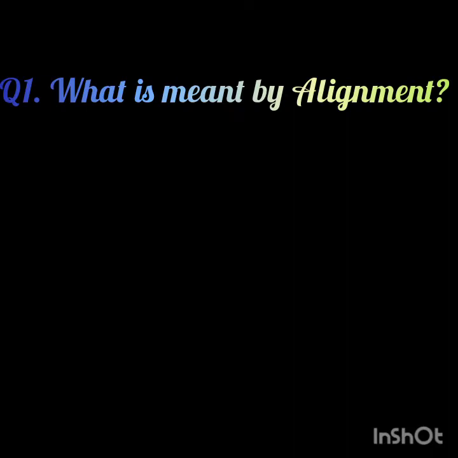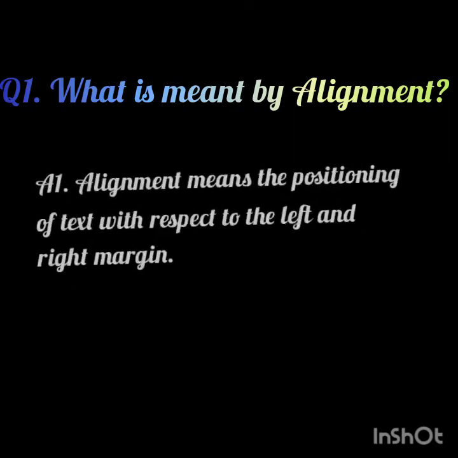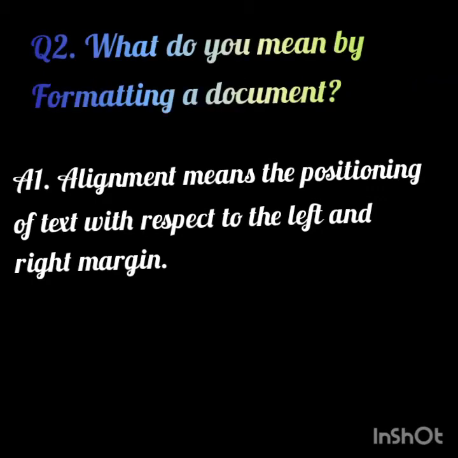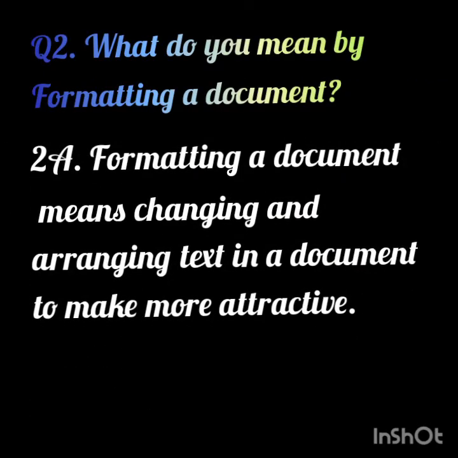Question number 1. What is meant by alignment? Answer. Alignment means the positioning of text with respect to the left and right margins. Question number 2. What do you mean by formatting a document? Answer. Formatting a document means changing and arranging text in a document to make it more attractive.